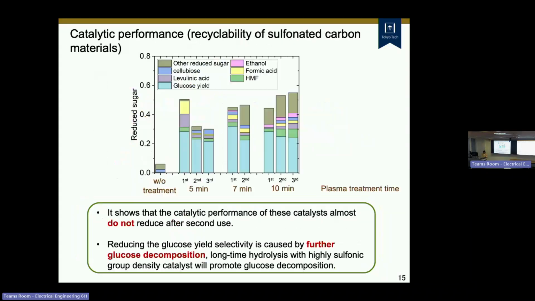And also, because recyclability is a very important factor for a catalyst, we measured the recyclability of our sulfonated carbon material. You can see the glucose yield slightly reduced, but didn't reduce too much after the second and even the third use. So we can see this material has good recyclability in its catalytic performance.